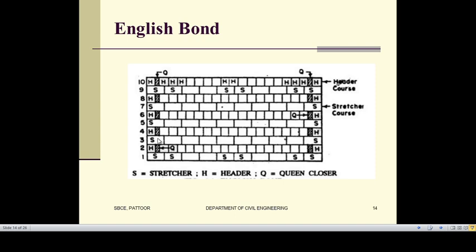Similarly, the third course is similar to the first course. In the third course also, all the bricks are laid with stretcher facing the wall. Next, the fourth course will consist of headers. Immediately after the first header we place a queen closure and continue with headers of bricks. Likewise we construct the masonry. This particular arrangement is termed English bond. In the image, S represents stretcher, H represents header and Q represents queen closure.